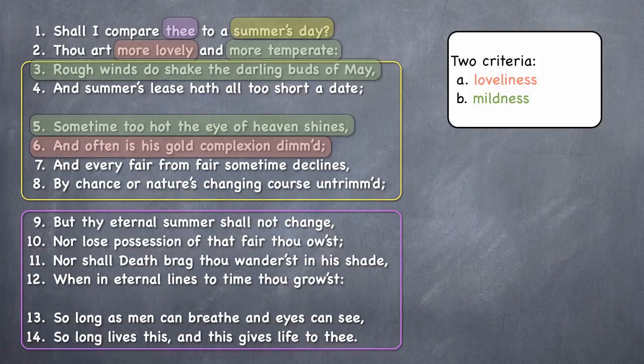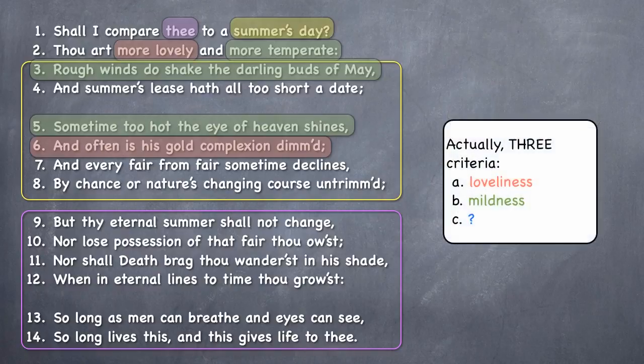Very good. So let's look at line 7, and every fair from fair sometime declines. So wait a second, it sometime declines. Again, it seems to have something to do with time. By chance or nature's changing course untrimmed, right? This is the continuation of this sentence. Interesting. To me, it doesn't seem like it's about loveliness. So could it be that there are actually three criteria? Well, let's take a closer look.